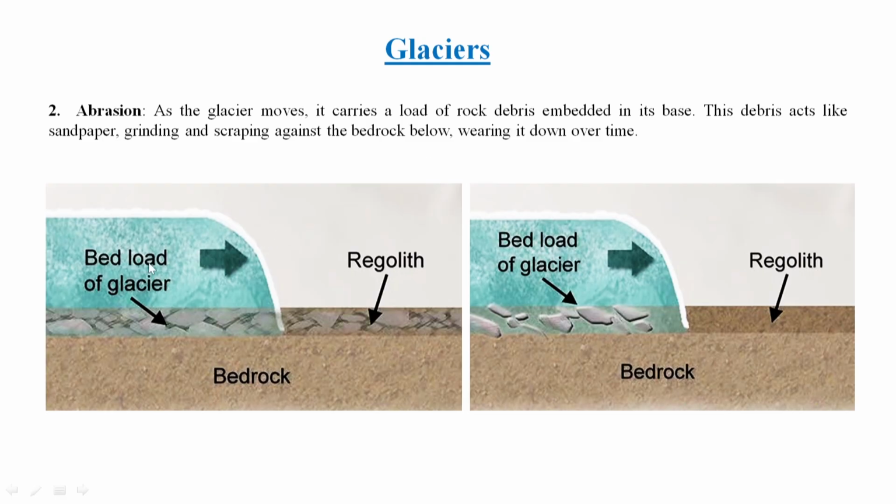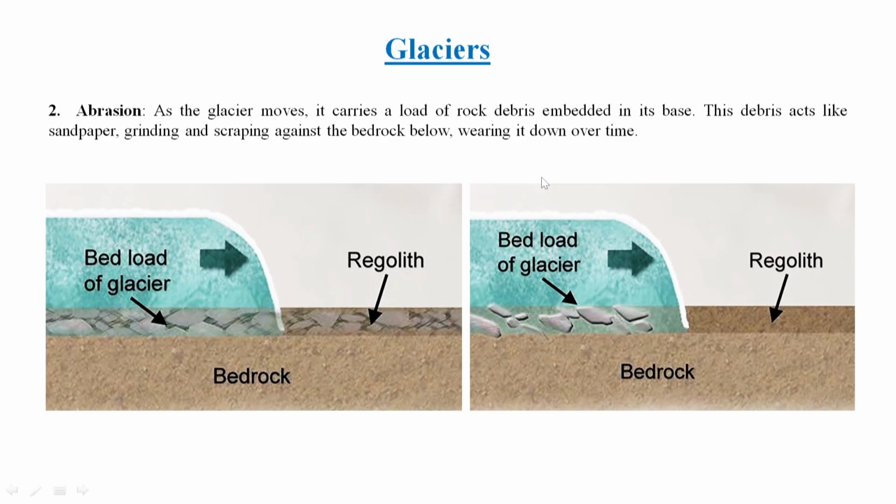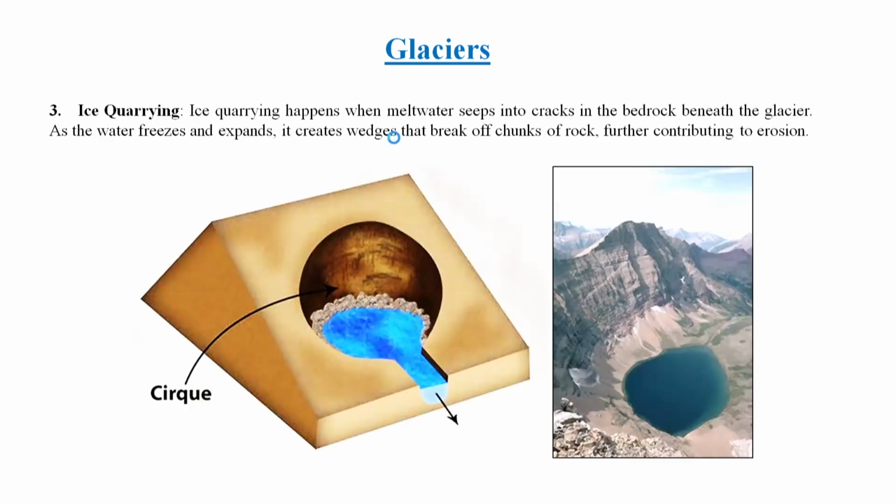So this is the bed load of the glacier when it is plucking materials like this and making this regolith along with it. Then it will be transported. After plucking the material from the bedrock, it will be transported along with it. So again, you can relate this with the mechanical weathering that is going on, be it your plucking, be it your abrasion. It is a kind of mechanical weathering followed by erosion, because there is a continuous transport or movement of the glacier that is going on.